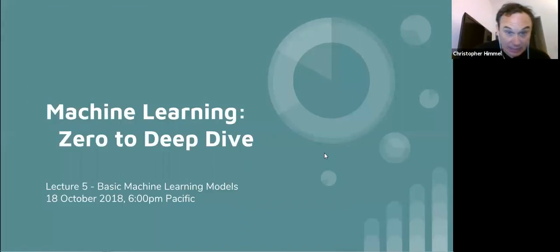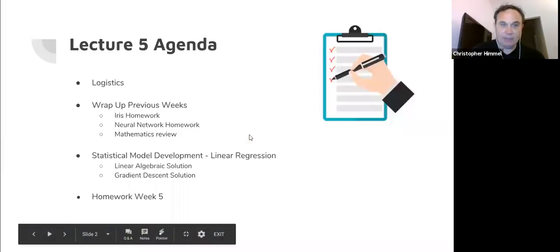So tonight is lecture 5, and we're going to go over the very first machine learning model, the linear regression model. That's the main thing we're going to do tonight in a very exhaustive manner.